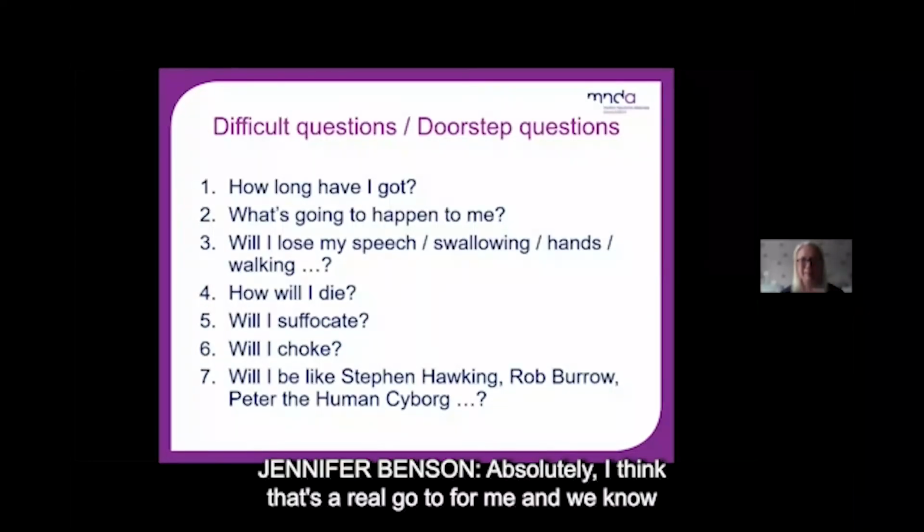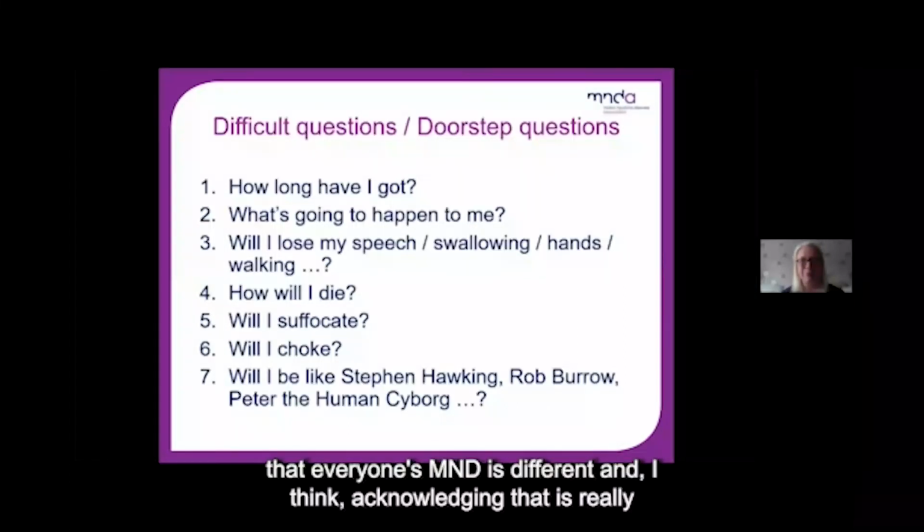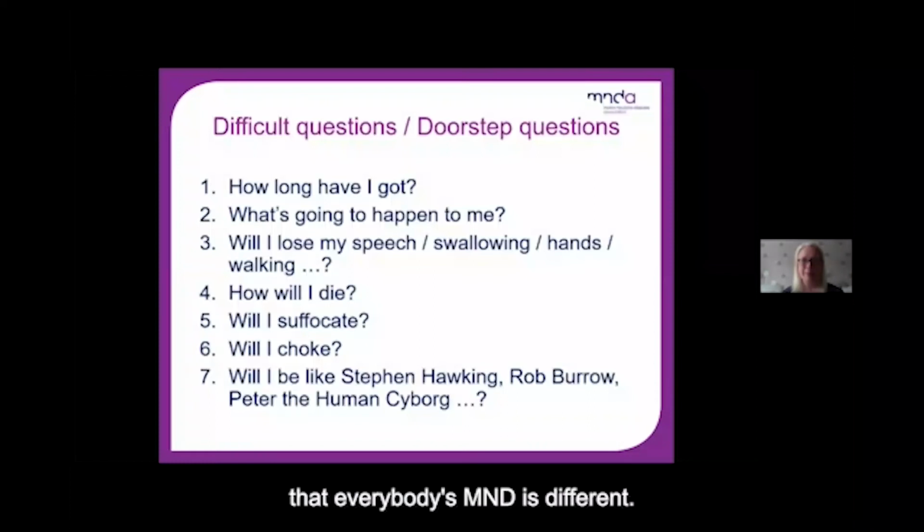Absolutely. I think that's a real go-to for me, and we know that it's true. From seeing so many different people, we know that everyone's MND is different, and acknowledging that is really important. Well, there's the uncertainty element with it, but it is important to acknowledge that everybody's MND is different.